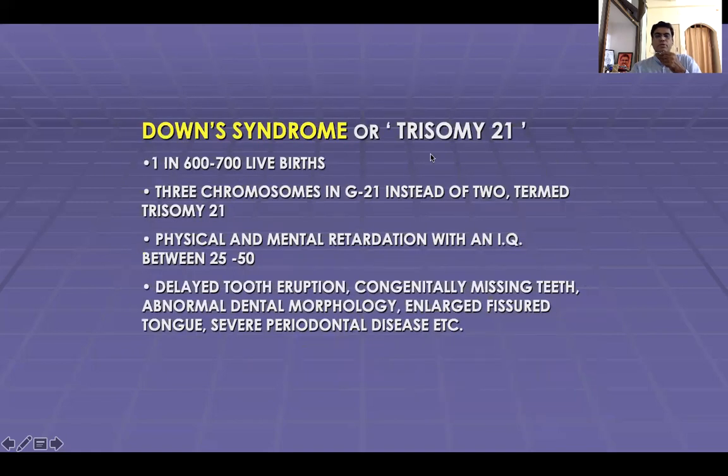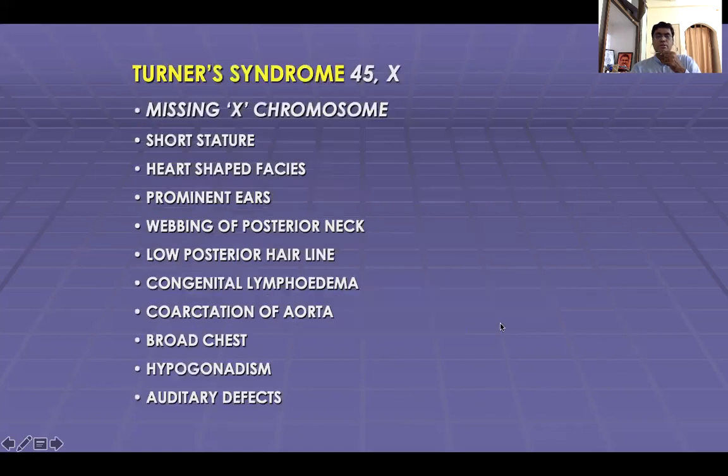Down syndrome or trisomy 21 is due to three chromosomes at 21, and it is observed in 1 in 600 to 700 live births. There are 3 chromosomes in the G group 21 instead of 2, which is why it is termed trisomy 21. Physical and mental retardation will be there, with an IQ between 25 to 50. There will be delayed tooth eruption, congenitally missing teeth, abnormal dental morphology, enlarged and fissured tongue, or severe periodontal disease, etc. in children with Down syndrome.